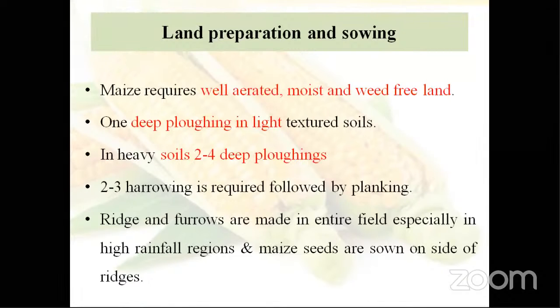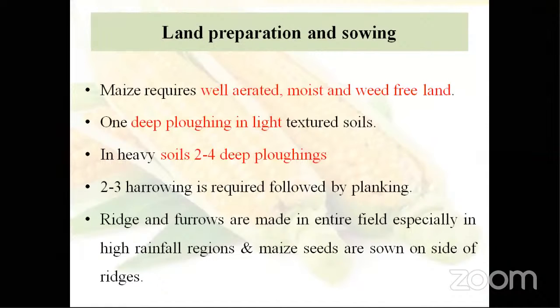What is tillage? Physical manipulation of soil with tools and implements. How many types of tillage are there? Two types: primary tillage and secondary tillage. Zero tillage, minimum tillage, and no tillage are also there. What is the general type of tillage? Only primary and secondary, no other.